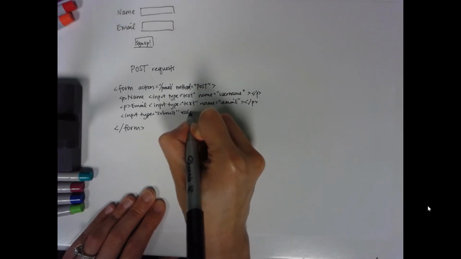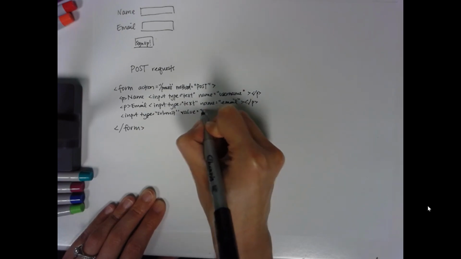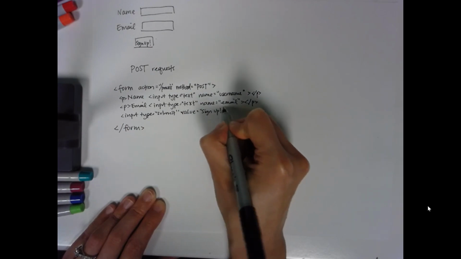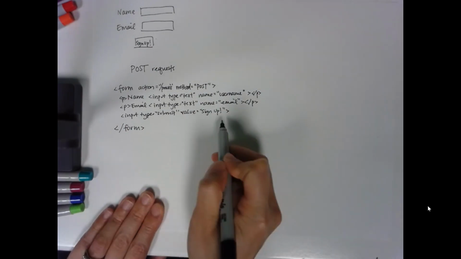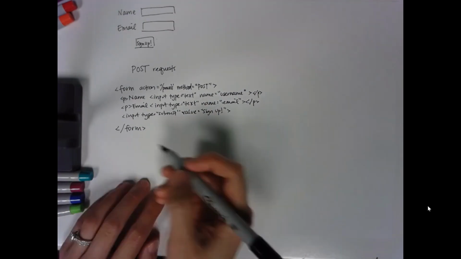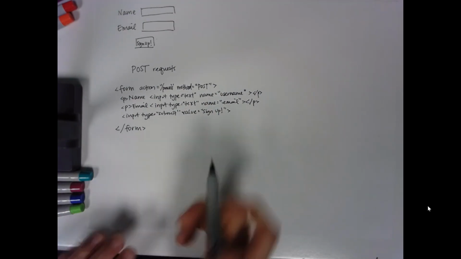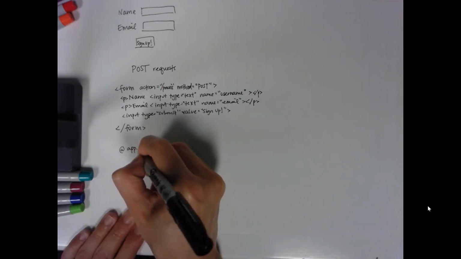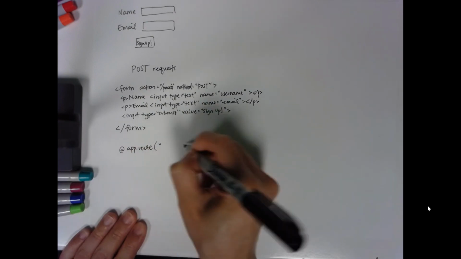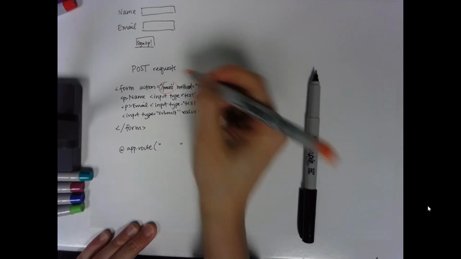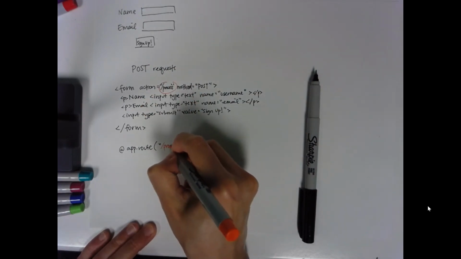And then if we want it to say something, the value of a button is simply what it displays, what words are displayed on the button. So we'll just have it say sign up. So that's what it will look like. How does that then come over to our function? So first of all, we know we're going to then need a route. The first piece here is that we're going to want to make sure that this route matches what we put here.